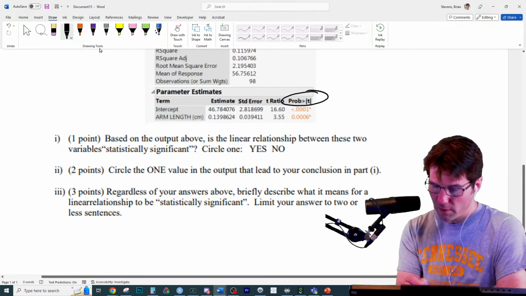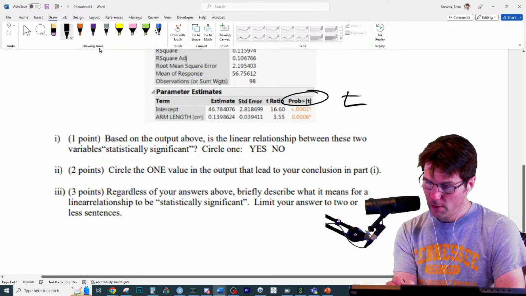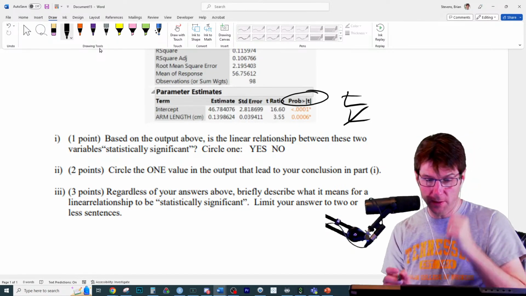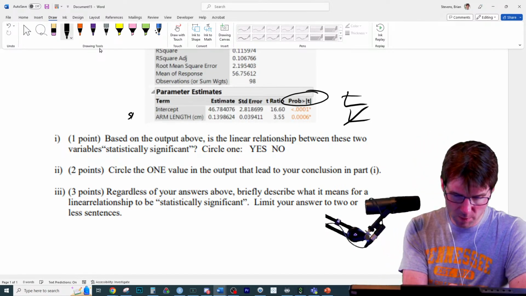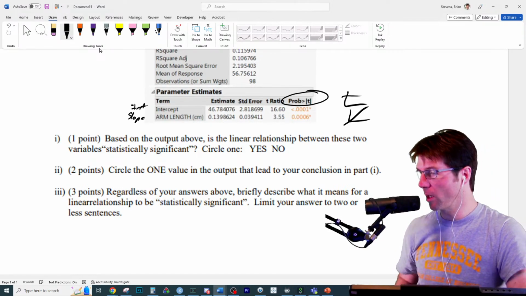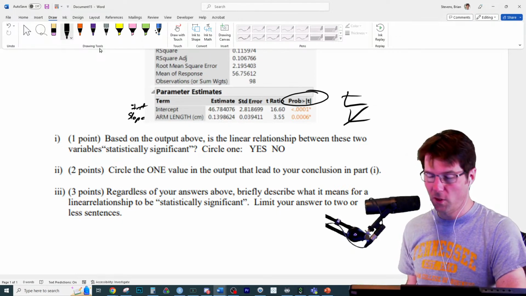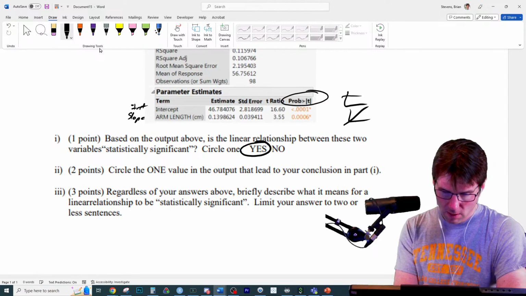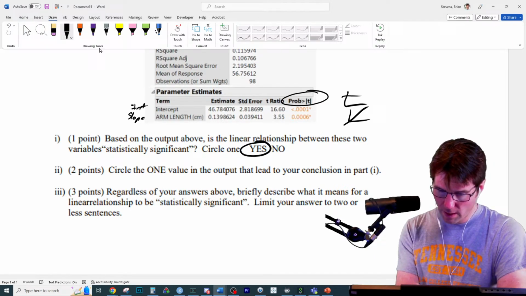And what do we care about? The p-value of the intercept or the p-value of the slope? Which one of those do we care about? This is the intercept. This is the slope. We care about the p-value of the slope. So, is the linear relationship statistically significant? Yes. Circle one value on the output that tells you this.